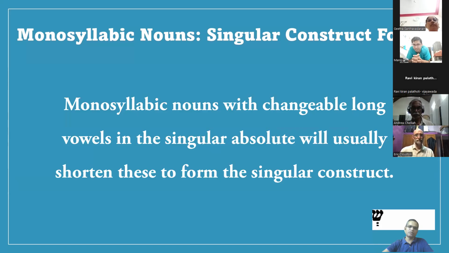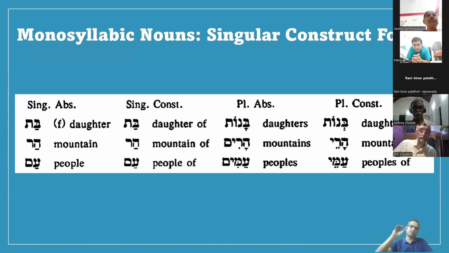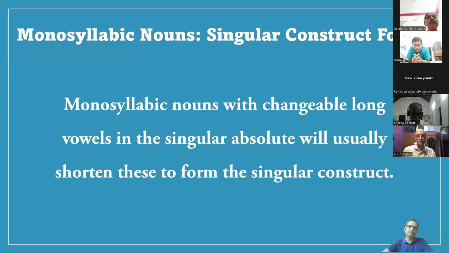All right, so this is to do with the monosyllabic nouns. Monosyllabic nouns are very easy. Unchangeably long vowel, no change. Short vowels in a monosyllabic noun, no change, because short vowels cannot be further shortened. Long vowels will be reduced, but in the case of sere, in some places sere will be retained, in some places sere will be shortened to segol.